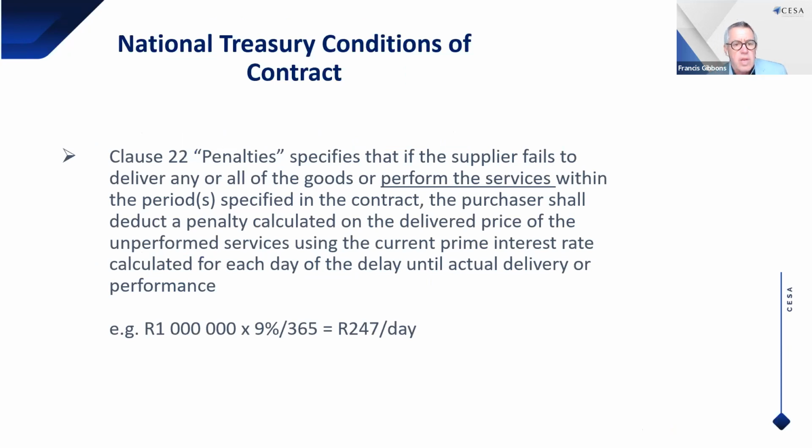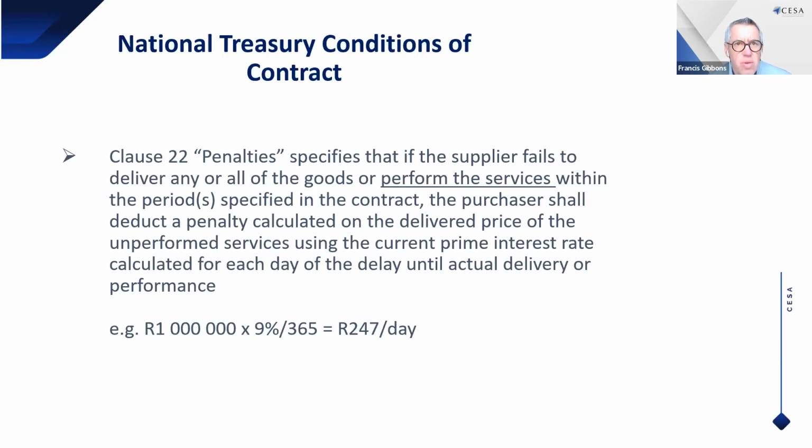Then National Treasury conditions of contract are quite commonly used by various government departments. Under clause 22, penalties, it's specified that if the supplier fails to deliver any or all of the goods or perform the services, because these conditions of contract are used for the supply of goods as well as services, within the period specified in the contract, the purchaser shall, note the shall there, deduct a penalty calculated on the delivered price of the unperformed services using the current prime interest rate, calculated for each day of the delay until actual delivery or performance.